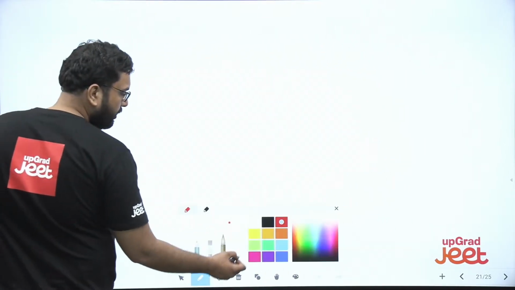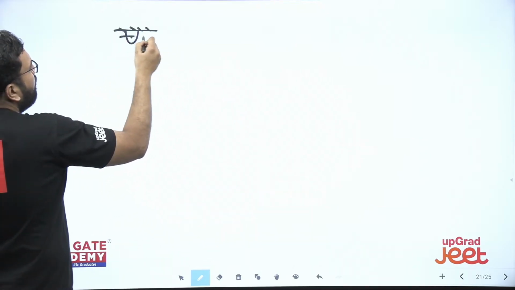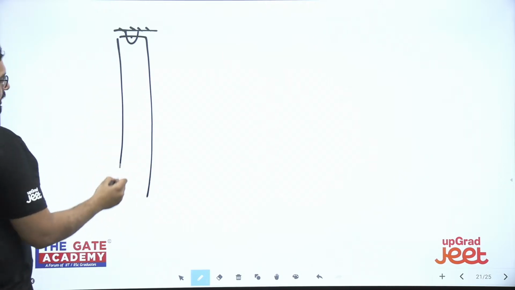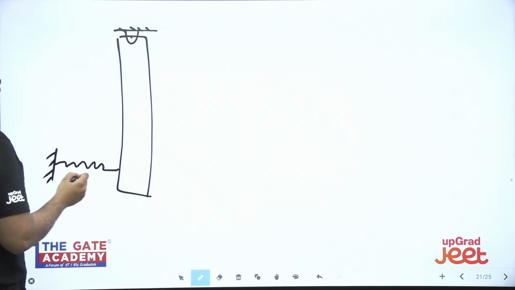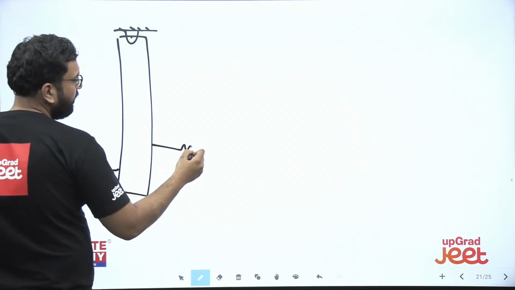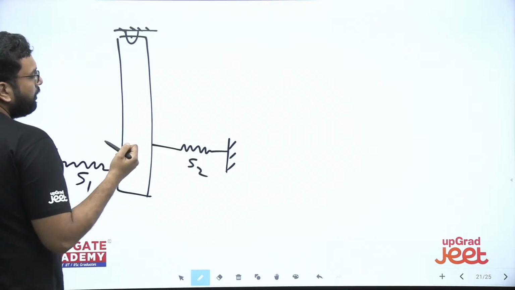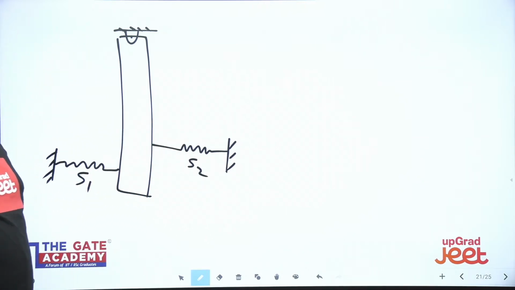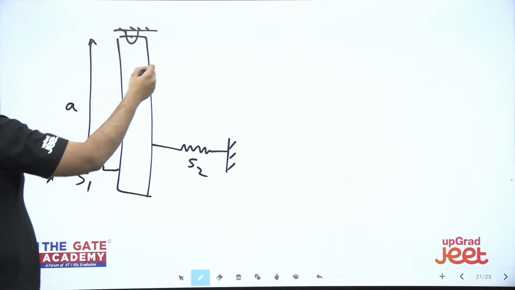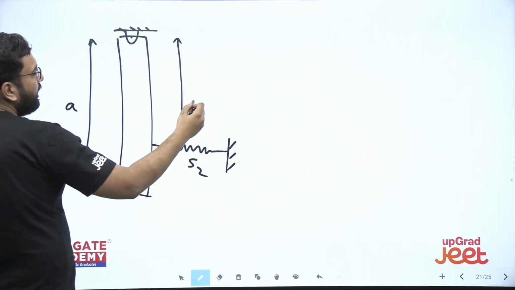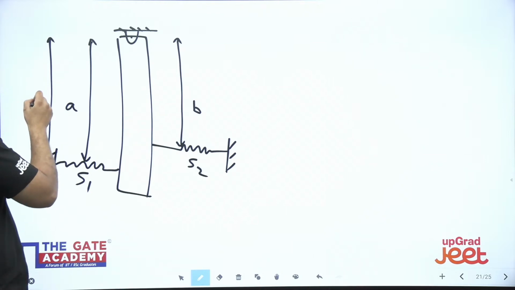Let me do it this way. I think this got too complicated with the calculation, so let me take some simpler data for explanation. Let's suppose this is S1. Let me try to simplify it a bit. Let's suppose this is A, this is B, and the whole length of it is L.